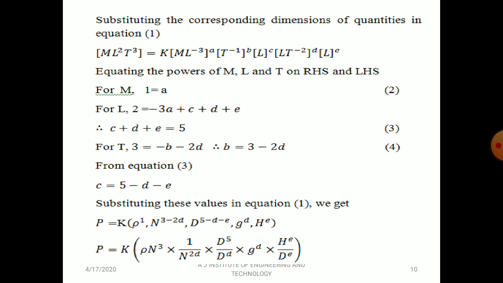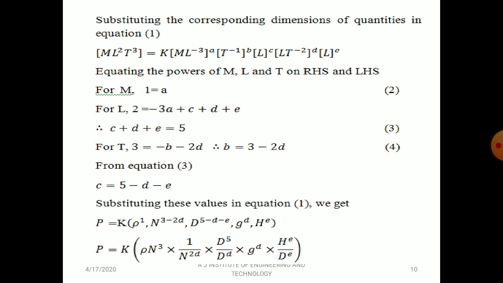So now, from expression 2 we got a equal to 1, expression 3 is c plus d plus e equal to 5, and expression 4 is 3 equal to minus b minus 2d. Now we can see in expressions 3 and 4, what is the common term? d is the common term, so we can express equations 3 and 4 in terms of d. Upon doing that we get b equal to 3 minus 2d, c equal to 5 minus d minus e. Can you guess the reason why we are doing this? That is just because we have 5 unknowns but only 3 equations, so you cannot solve the simultaneous equations, so we should go for the elimination method.